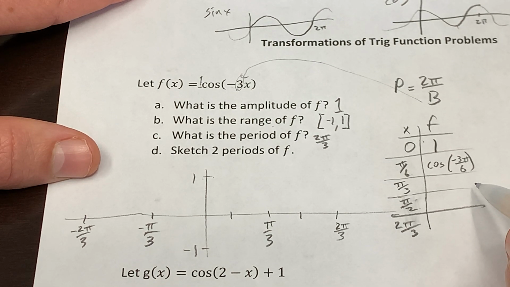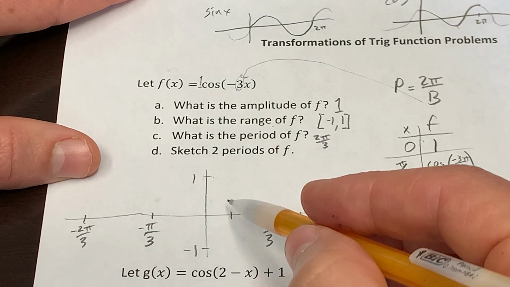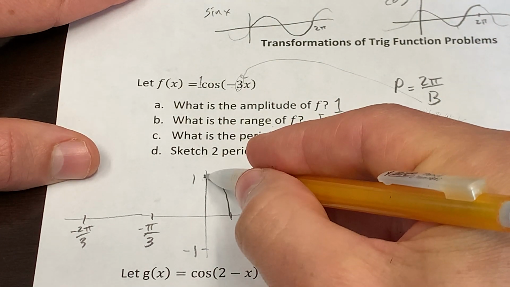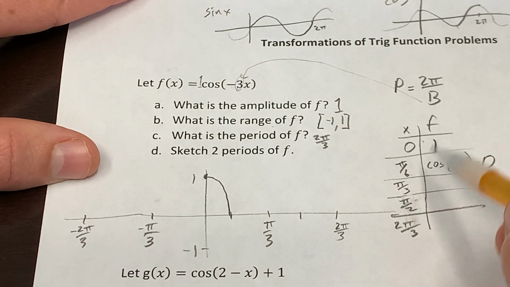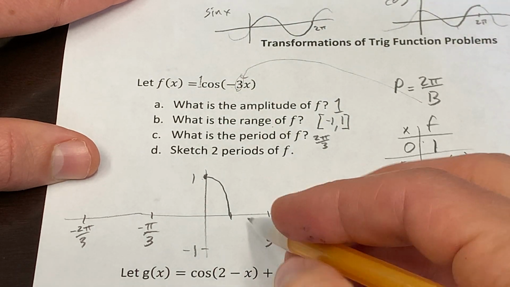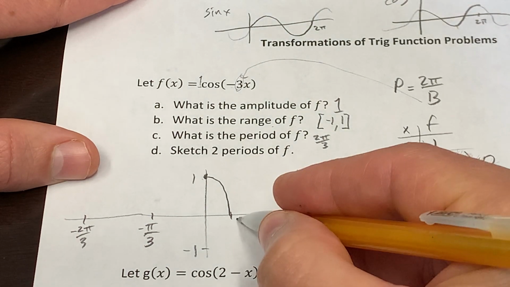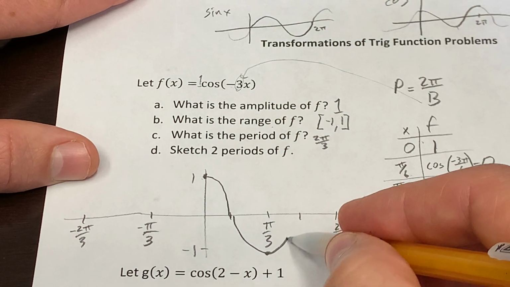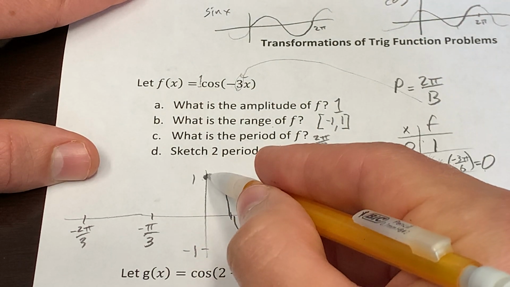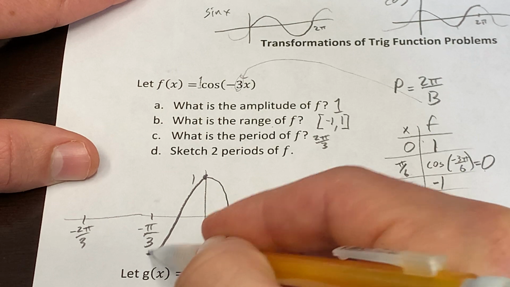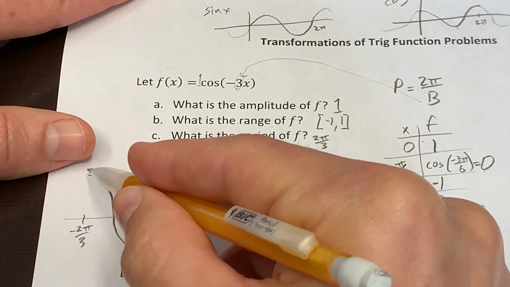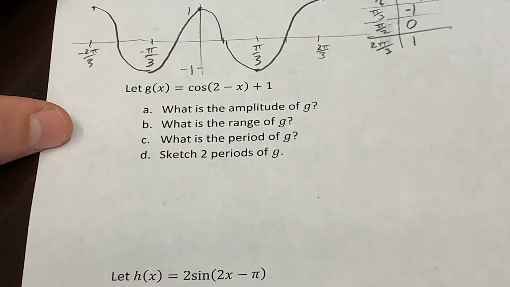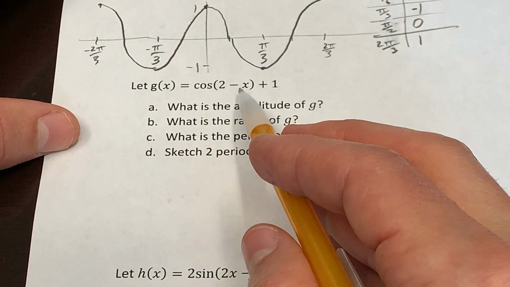Well, what's cosine of -pi halves? Same as cosine of pi halves. That means we're down here. That's 0. So we're at 0, 1, pi sixths, 0. Then where are we going to be? You can check this yourself. We go down to -1, up to 0, up to 1. That's 1 period. There's another period.